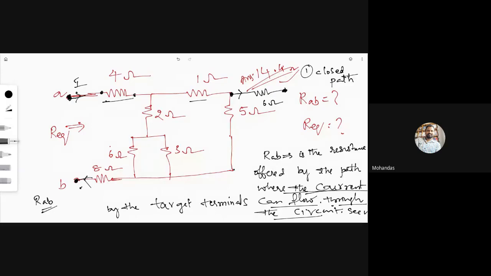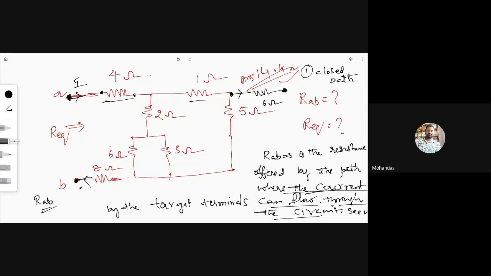Vaishnavi, Sai Kumar, are you there? Is it visible? Yes, sir, we can see, sir. Yes. Please tell me when I am asking the question, is the 6 ohm resistor second terminal connected to B or not?